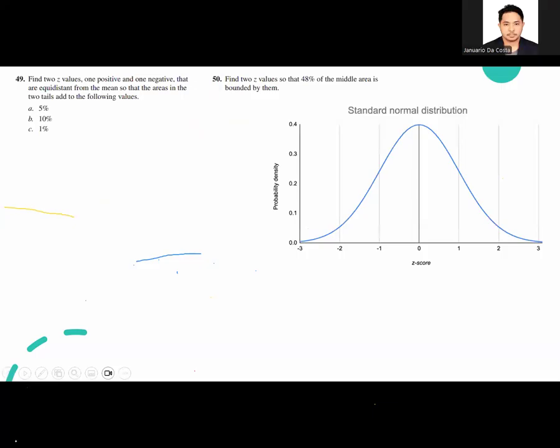Now what about this one? Let's do 49. Find two z values, one positive and one negative, that are equidistant from the mean so that the areas in the two tails add to the following tables. This is problem number 5.